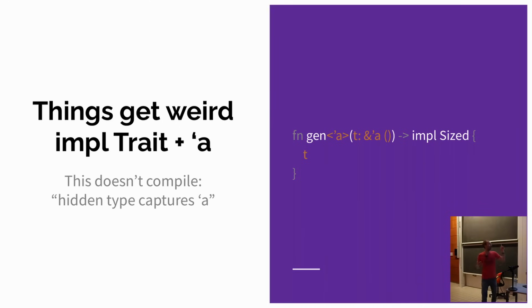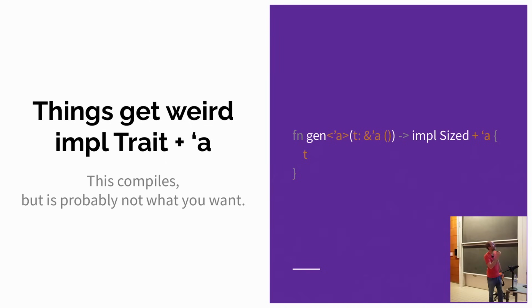And so the compiler actually requires you to say something here, that opaque type has captured a lifetime. It's tied to some lifetime, but you haven't written that down. And the most obvious way to fix this problem is you write plus tick A at the end. That's what you will see in a bunch of examples in the wild. Unfortunately, it is wrong. And the reason why it is wrong is because what this is really saying is that this function returns a type that implements Sized and lives at least as long as tick A. But that is not actually what this is.